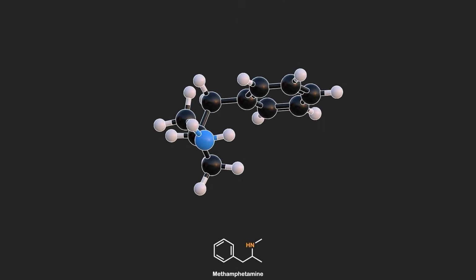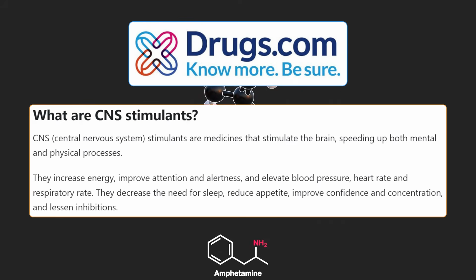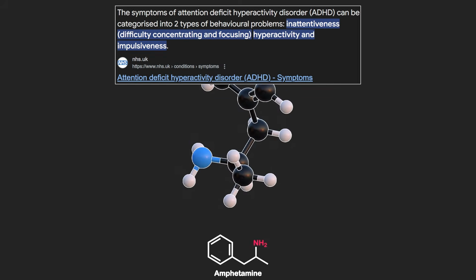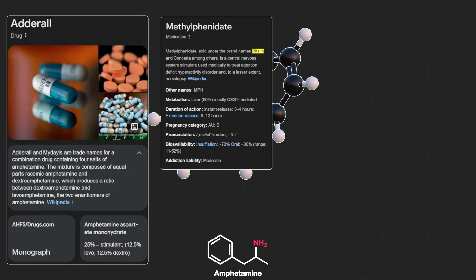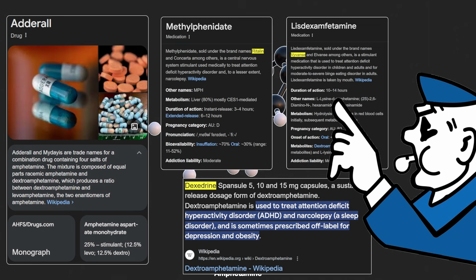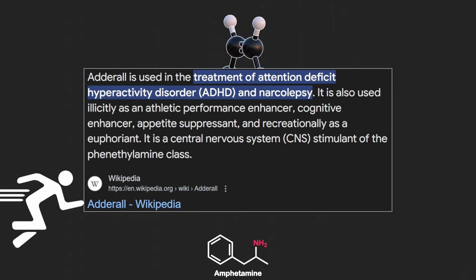Closely related to meth are a class of drugs called amphetamines, which are central nervous system stimulants used to treat ADHD, narcolepsy, and obesity, as I mentioned earlier. Some commonly used amphetamines include Adderall, Ritalin, Vyvanse, and Dexedrine. Despite their medical use, people also use them to enhance athletic performance and for some cognitive enhancement.